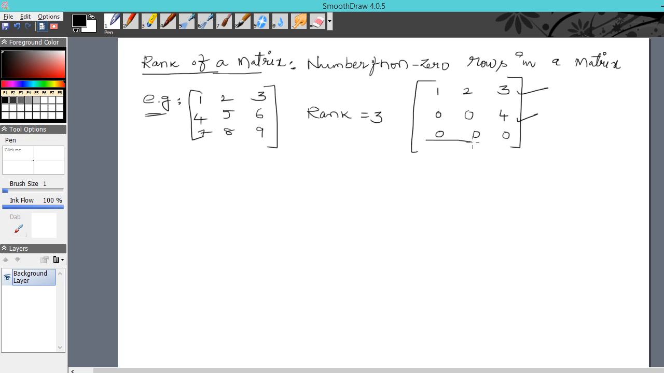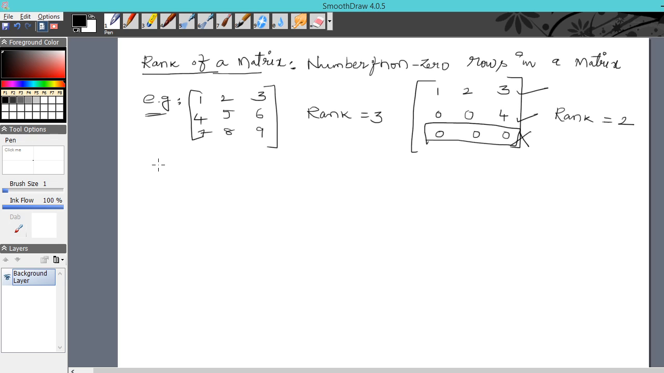See here complete row is 0. If you have a complete row that is 0 like this, then we should not consider this for rank of a matrix. So what is rank here? Rank is equal to number of non-zero rows, which is 2. Don't think that sir here we have two zeros, so that's why we should not consider this. It is not like that. Even if one element is present, it is a non-zero row; the complete row has to be 0. So this is some idea regarding rank of a matrix.